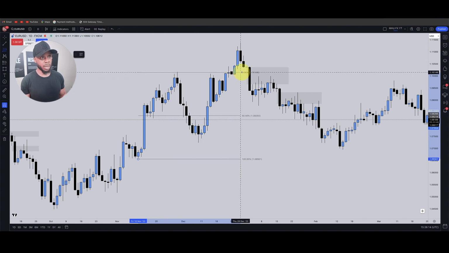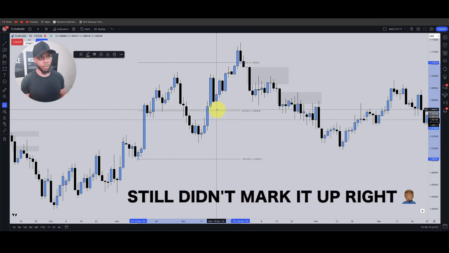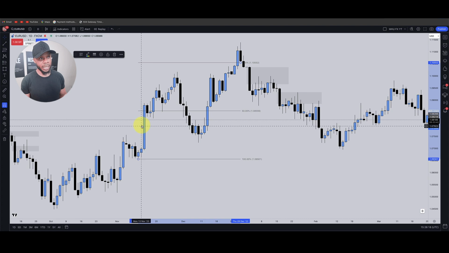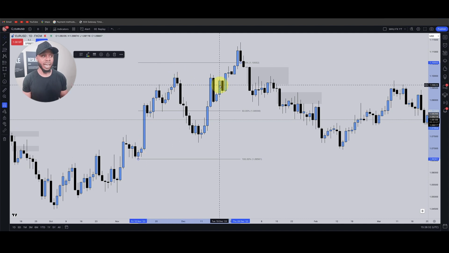So let's see if I can just mark up here. It came back to beyond 50%. It came back to fill in this area of inefficiency, and then it expanded up to the upside. Always look for the area of inefficiency within that expansion up, because that's most likely where it's going to go.